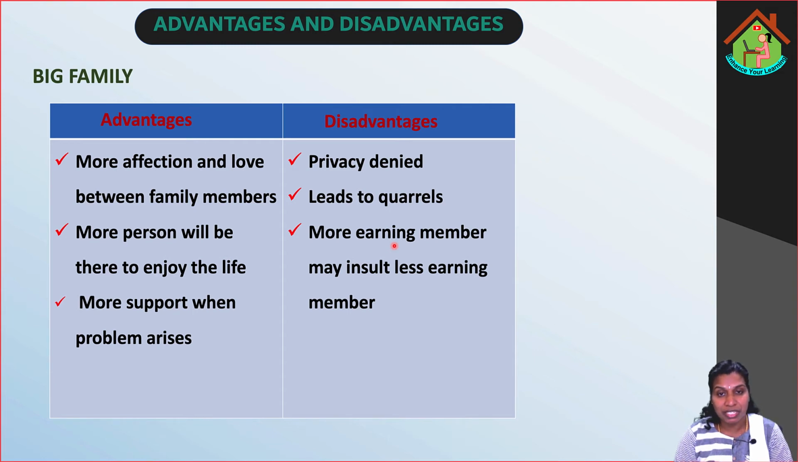So these are all the disadvantages of being in a big family. First one is privacy denied, then it leads to quarrel, then the more earning person may insult the less earning person. Okay, understood? Next we will move on to family tree.